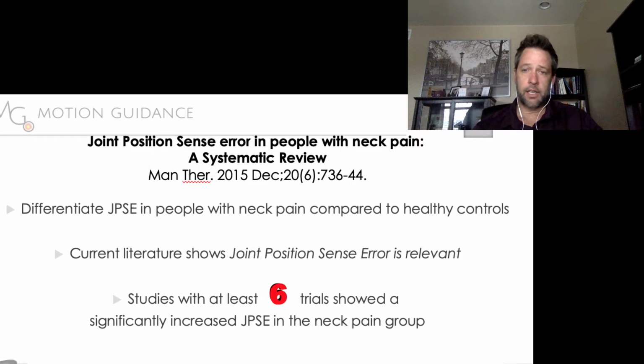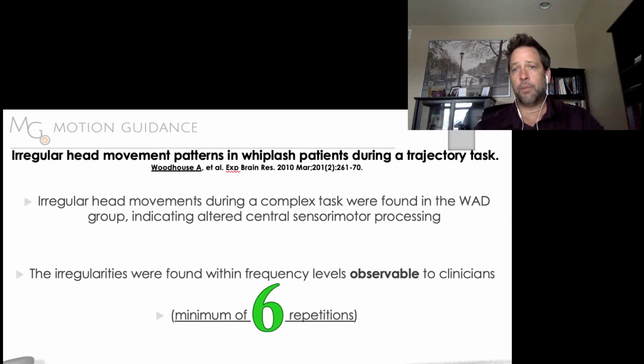But there was a second study that found the same thing, 2010, irregular head movement patterns in whiplash patients during a trajectory task. Also found that a minimum of 6 repetitions was needed to find this joint position sense error to be observable for clinicians. So the combination of these two studies really leads us to at least include 6 repetitions when we're looking for joint position sense issues within the neck pain population, the whiplash-associated disorder population, and even in the concussion population. Good idea to perform this testing.